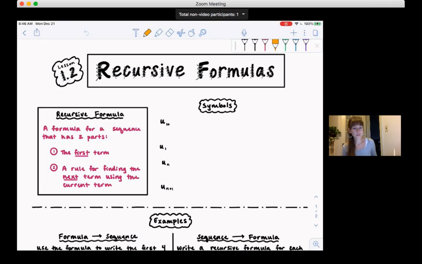Hi everyone, welcome to the second lesson of Unit 1. So in this lesson we're going to talk about recursive formulas for sequences.